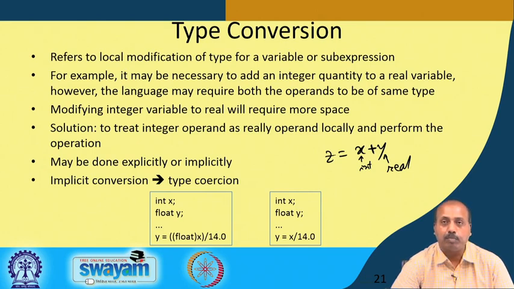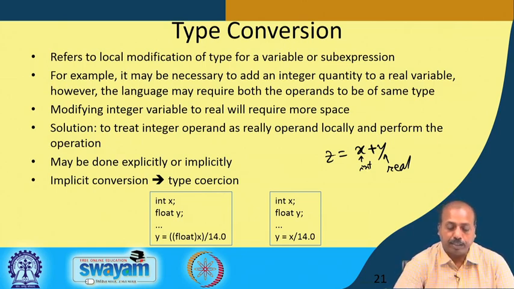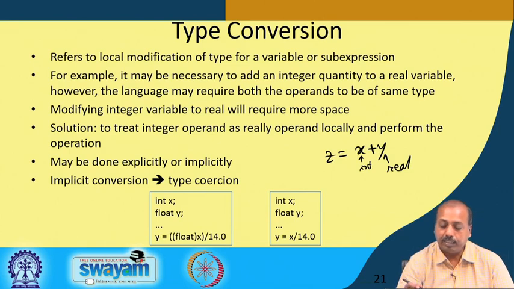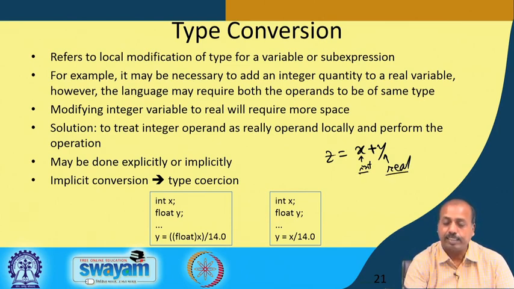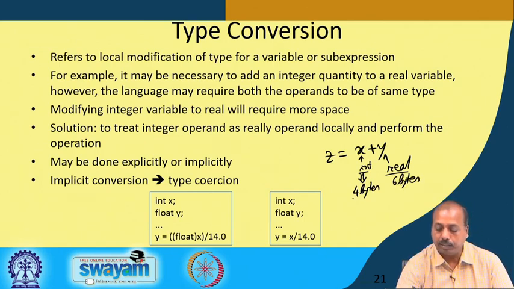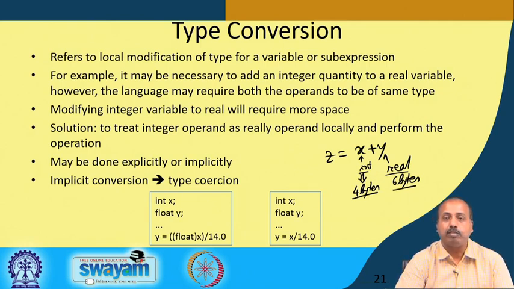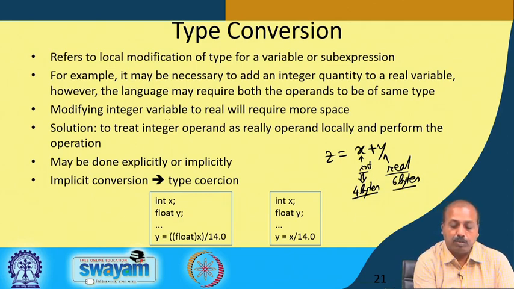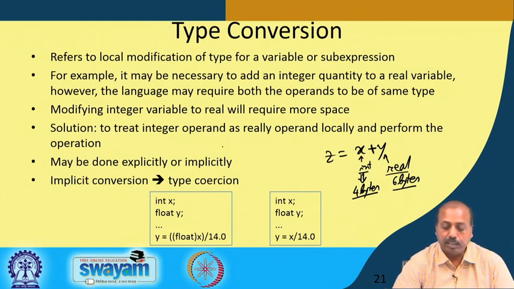It can give a warning; the compiler designer can produce a warning that these operands are of two different types for this particular operator. However, the major difficulty that we have is that this integer and real, their sizes are not same. Very often this integer may be of 4 bytes and this real may be of 6 bytes. So, whenever you are doing this addition, we need to convert this 4 bytes to 6 bytes, then only you can really do this addition, otherwise it will be a problem. Modifying an integer variable to real will require more space. So, we treat the integer operand as a real operand locally and perform the operation.